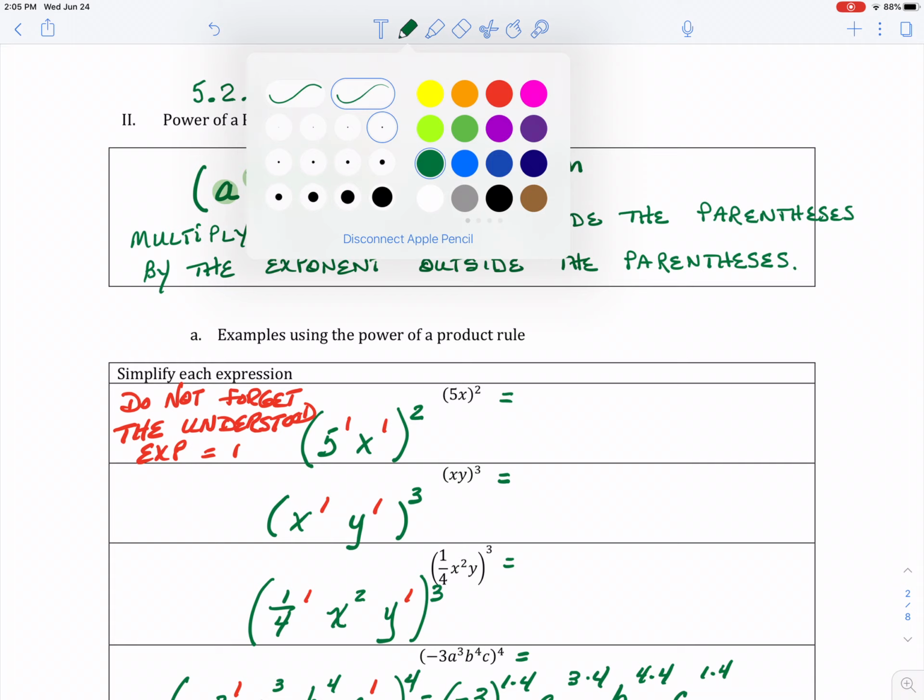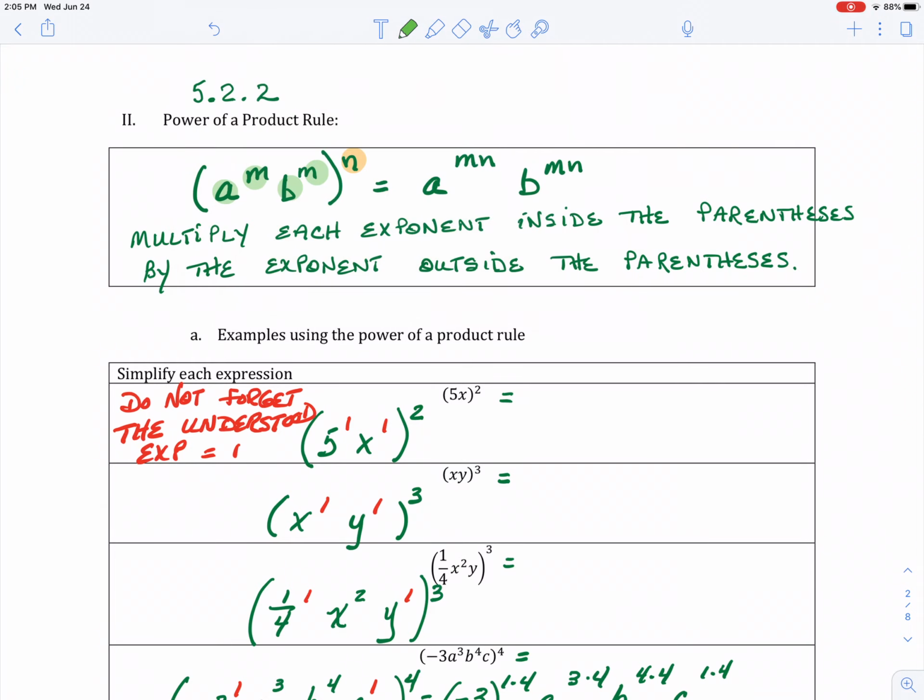Basically what you're going to do is to take the exponent on the outside of the parentheses and use it as a multiplier of each exponent on the inside of the parentheses. So it's kind of just an extension of what we just did. We had something raised to a power on the inside of the parentheses and then another exponent on the outside of the parentheses, and we multiplied those two exponents together. So this is just extending that.